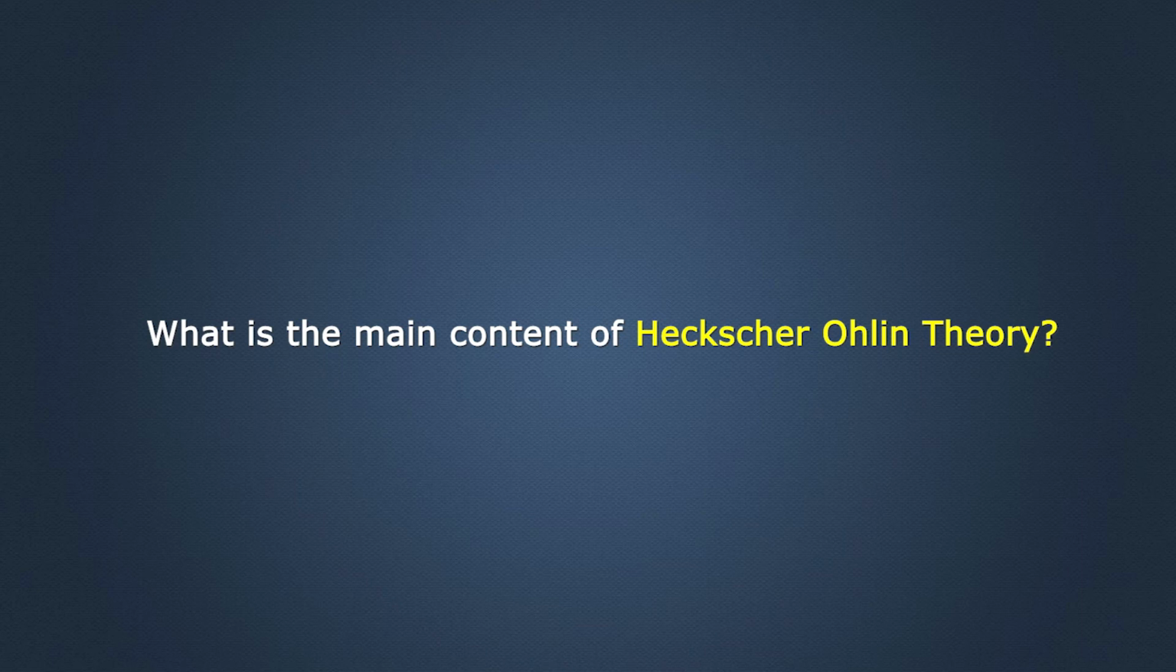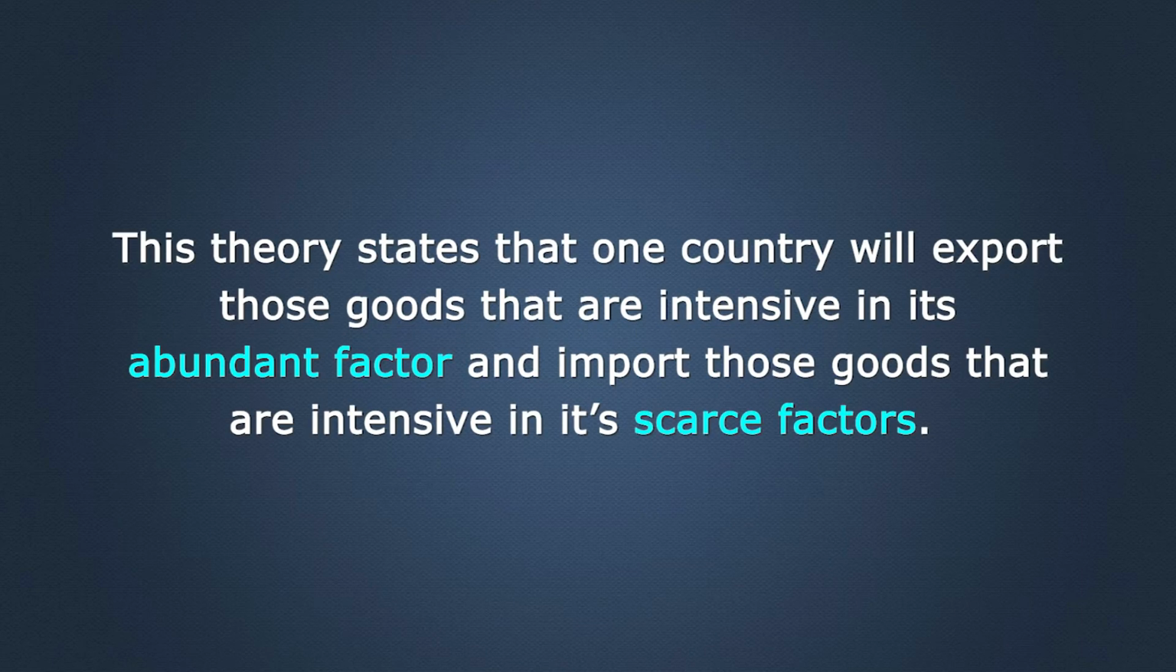Now, what is the main content of Heckscher-Ohlin theorem? This theory states that one country will export those goods that are intensive in its abundant factor and import those goods that are intensive in its scarce factors. Now, we can understand this theory with the help of a simple example.